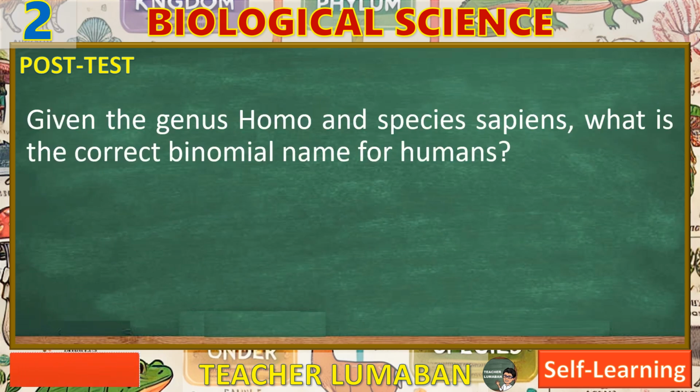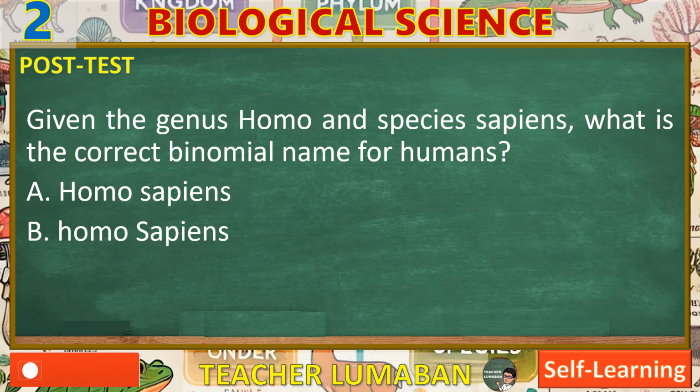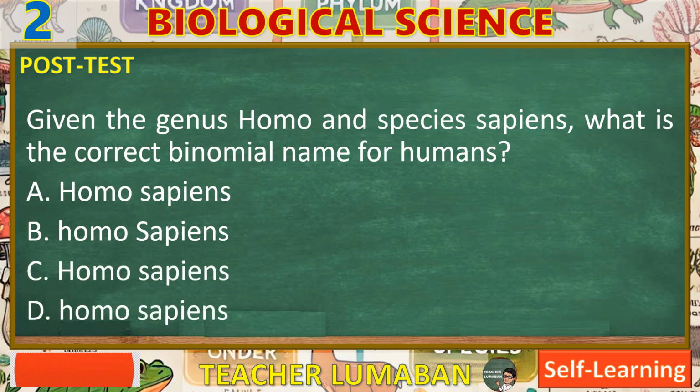Given the genus Homo and species sapiens, what is the correct binomial name for humans? A. Homo sapiens. B. Homo sapiens. C. Homo sapiens. D. Homo sapiens.